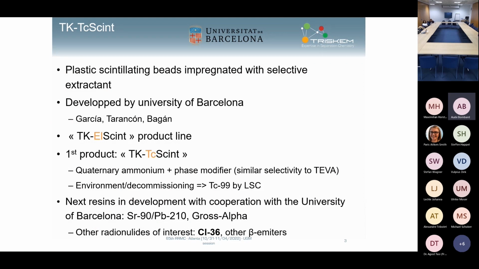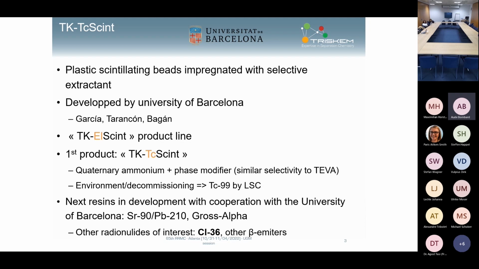As Ines presented already, we have this new resin, the TK-ATC synth. This kind of resin is made with plastic scintillating beads that are impregnated with selective extractants. This technology has been developed by the University of Barcelona. The first one is the one that has been presented for technetium. It is very similar to the TEVA: a quaternary ammonium plus a phase modifier impregnated onto those scintillating beads.